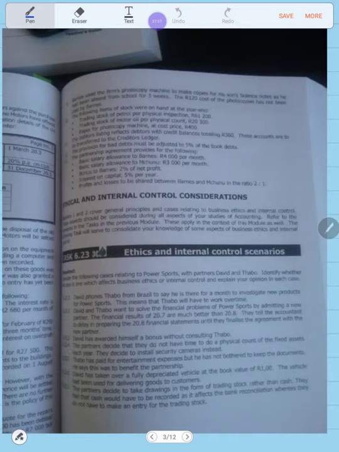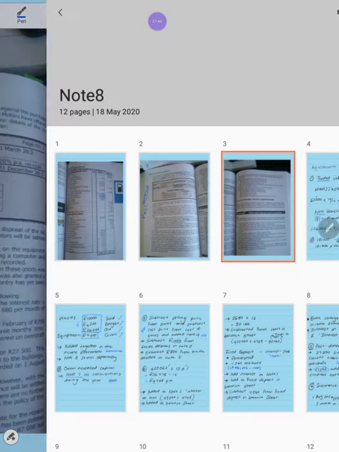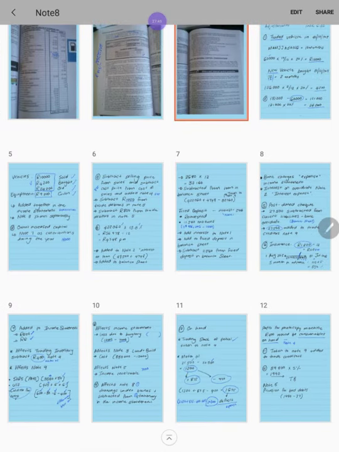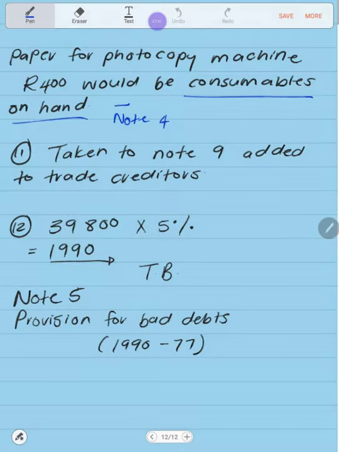Number 11. States the debtor listing reflects debtors with credit balances totaling 360. These accounts are to be transferred to creditors ledger. So what do I do? I take it straight to note number 9 and I add it to my trade creditors. Okay, I'm adding that amount worth 360 to trade creditors.